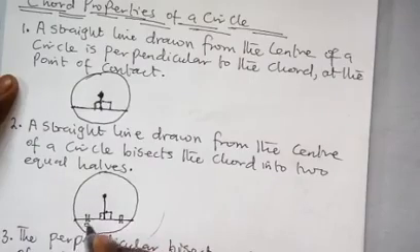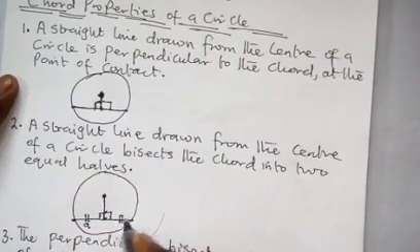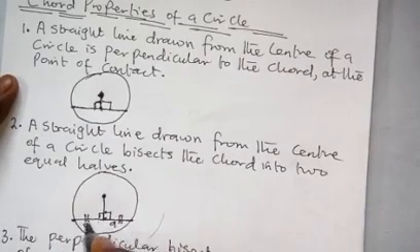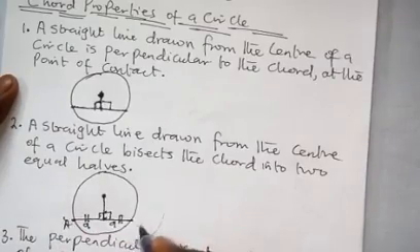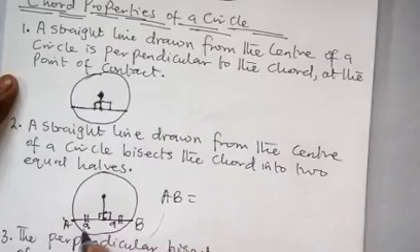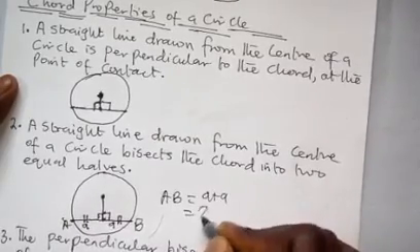So if this first part from here to this point of contact is A, and from this point of contact to the other end of the chord is A, then we can from here also calculate the length of the chord. So if the chord here is AB, then the chord AB will have length A plus A, and that will give us 2A.